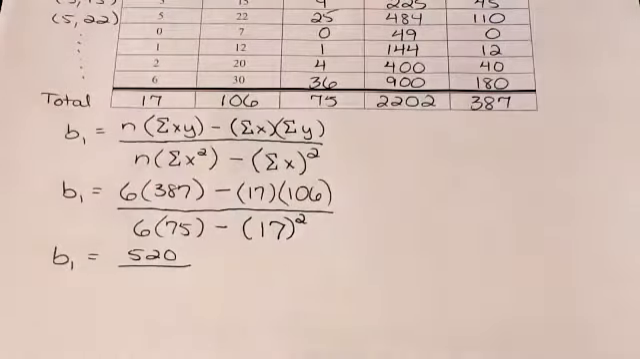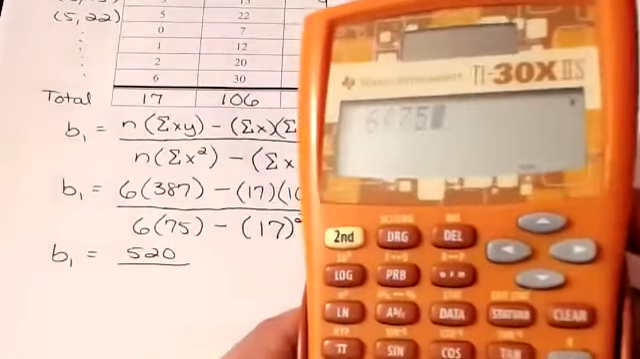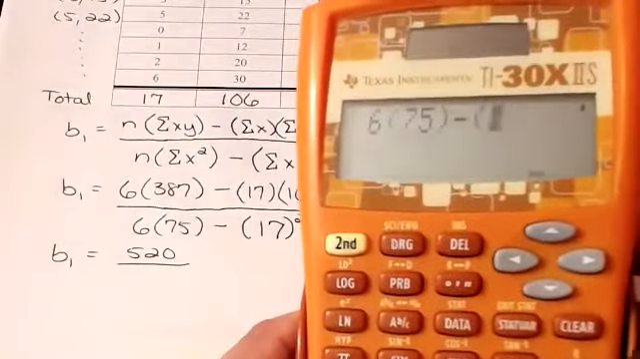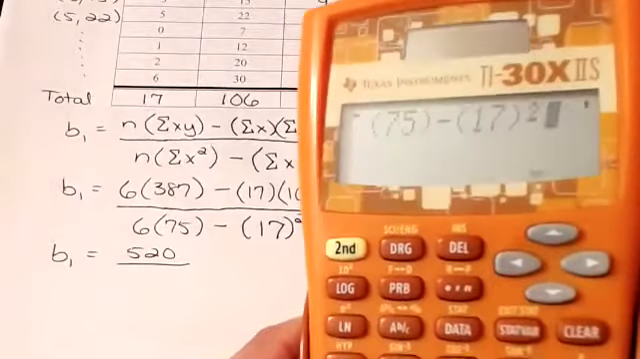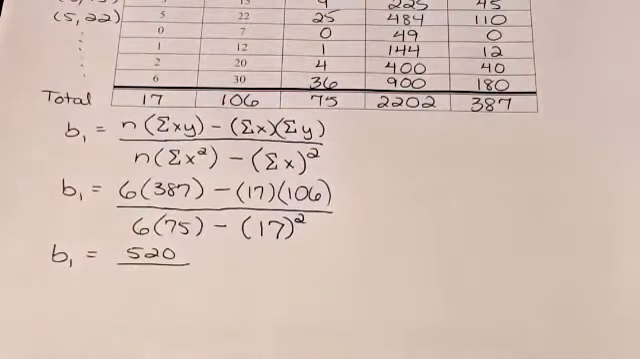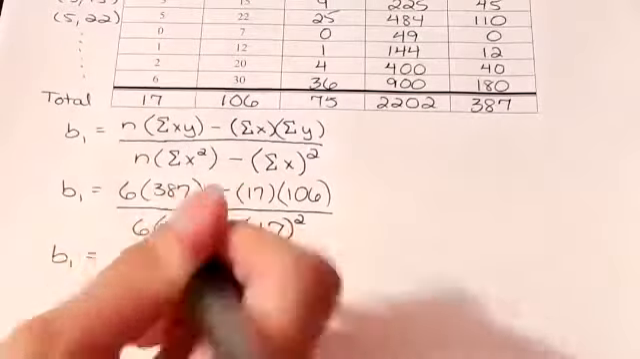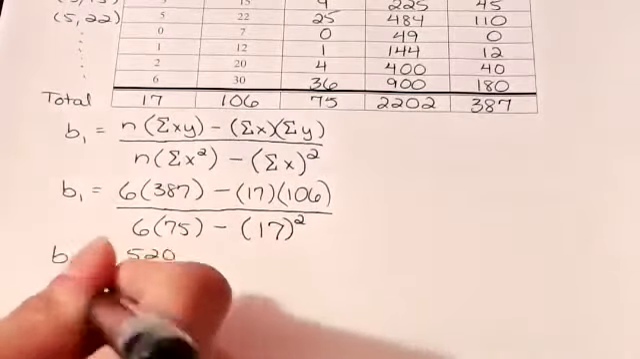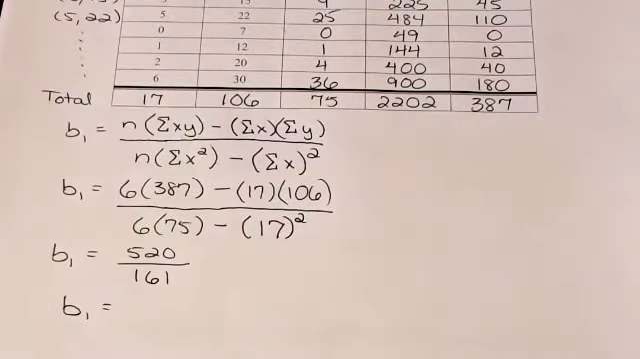Same thing with the denominator, 6 times 75 minus 17 squared. Be careful with how you input this. And we have 161 for the denominator. And then of course, we write our answer in decimal form. I'm going to write this to 2 places after the decimal. So 520 divided by 161.